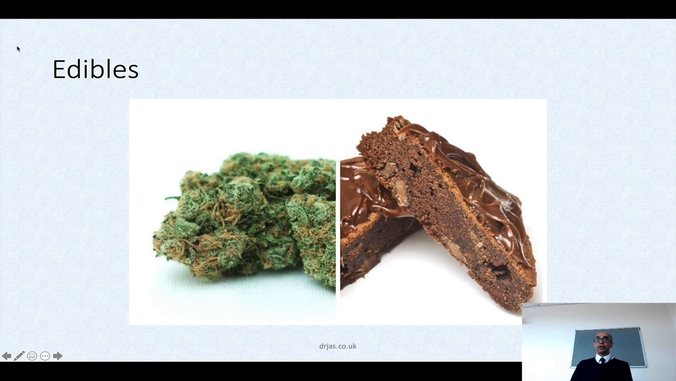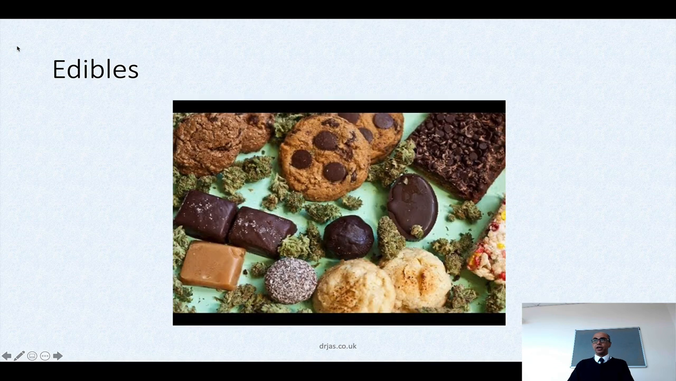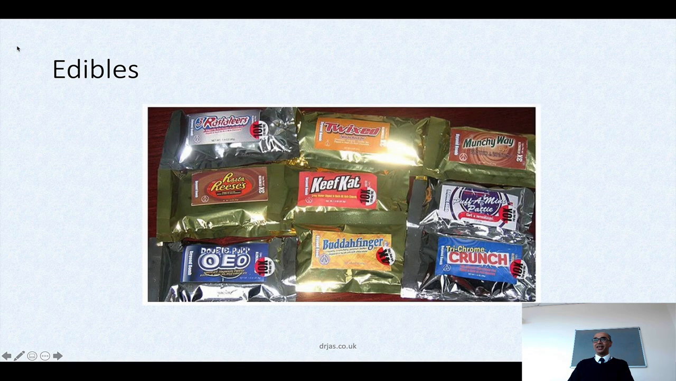So another way of taking cannabis is through edible products. These products have been on sale in Amsterdam for years, but now in the US and in Canada, there's a huge market for edibles. So cannabis made into very attractive looking biscuits and cakes. But not only that, if you can see, they've got a wide range of chocolates called the Kief Kat and the Munchie Way, and Butterfinger. Yes, attractive packaging there.